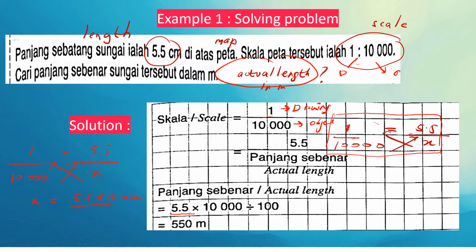But why does the solution here divide by 100? Because the question wants the answer in meters. You know that 1 meter equals 100 cm, so from cm to meter you must divide by 100. That's why the solution here divides by 100. So your answer is 550 meters.